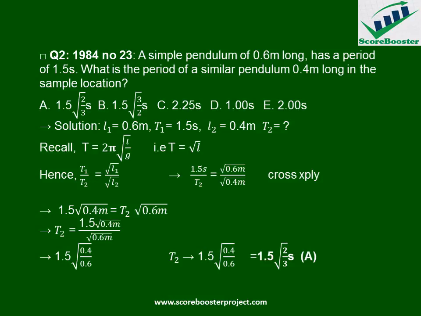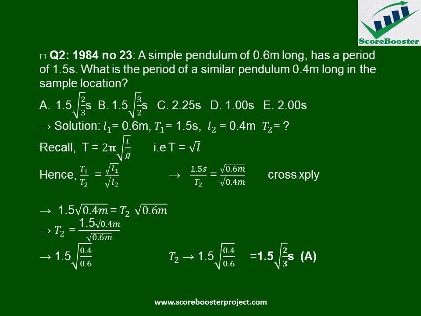So you are given option A to be 1.5 root of 2 over 3 seconds. Option B is 1.5 root of 3 over 2 seconds. Option C is 2.25 seconds. Option D is 1.00 seconds, while option E is 2.00 seconds.